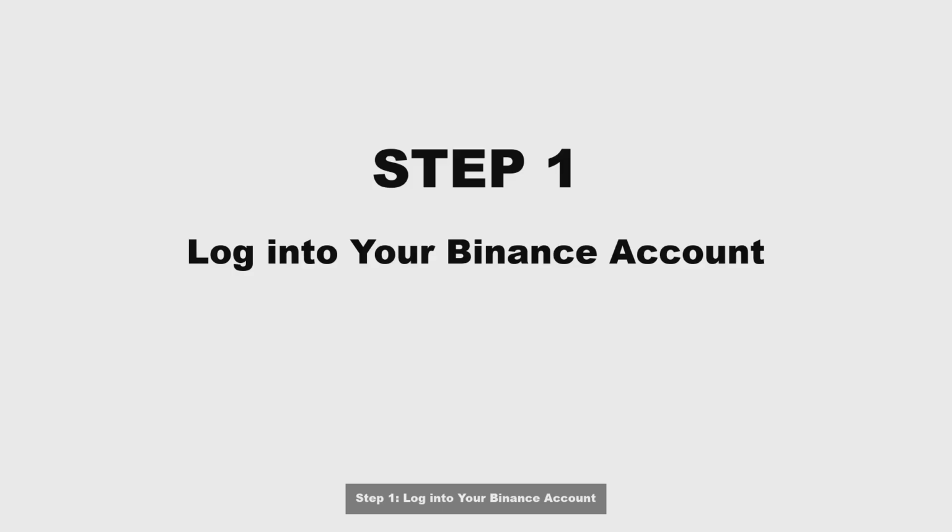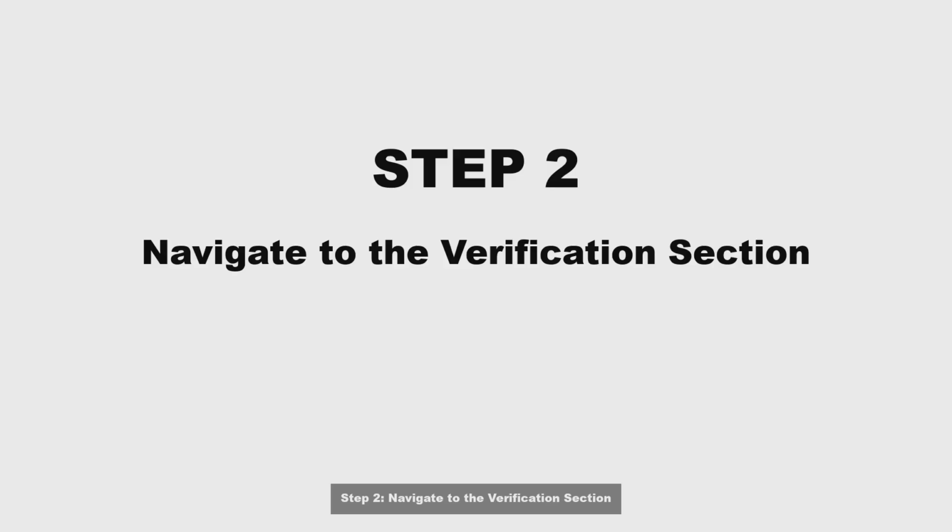To submit documents to Binance for account approval, follow these simple steps to ensure your account is verified quickly and efficiently. Step 1. Log into your Binance account. Visit the Binance website and log into your account using your credentials. If you do not have an account, you will need to create one before proceeding. Step 2. Navigate to the verification section.